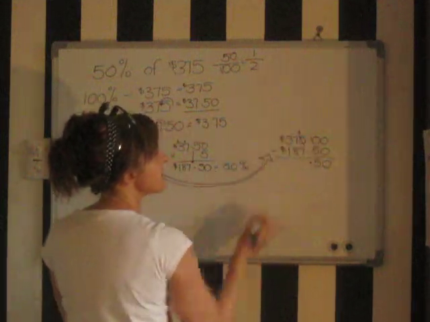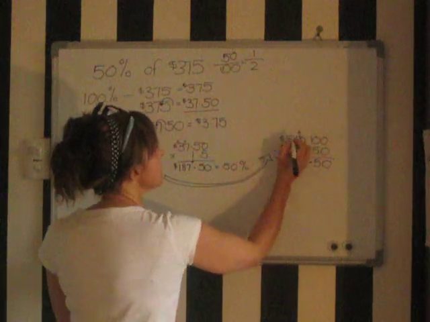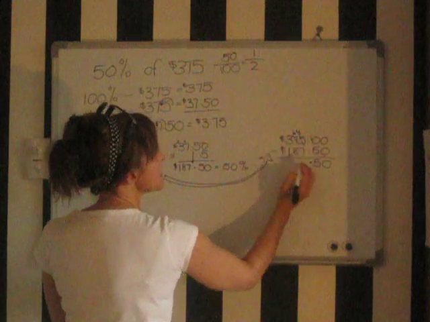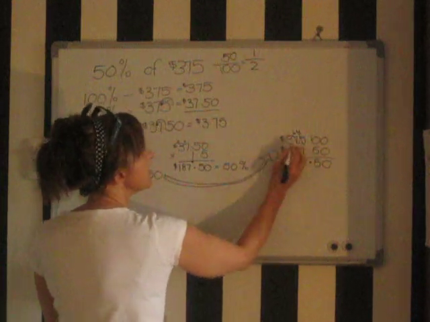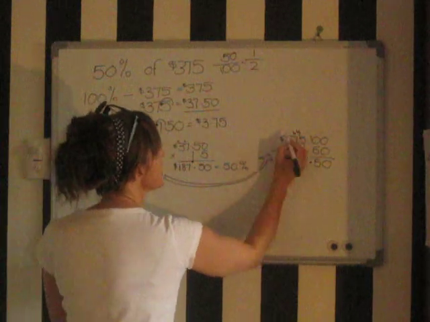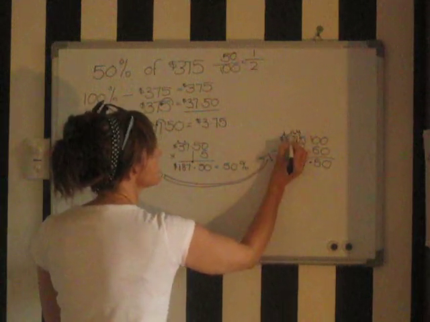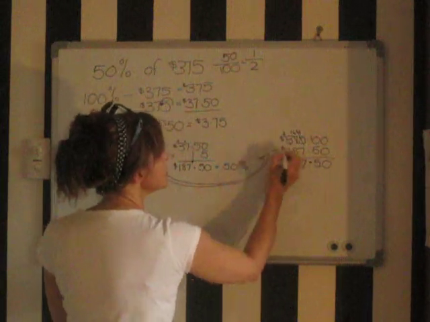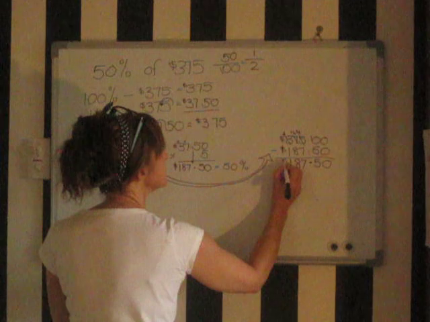4 take away 7, we can't do. So we're going to borrow it from the 7, which is going to make this 14. So 14 take away 7 is 7. 6 take away 8, can't do. So we're going to have to borrow from the 3, which makes that 2. And now that turns into a 16. 16 take away 8 is 8. 2 take away 1 is 1.